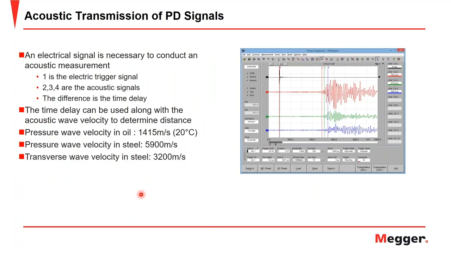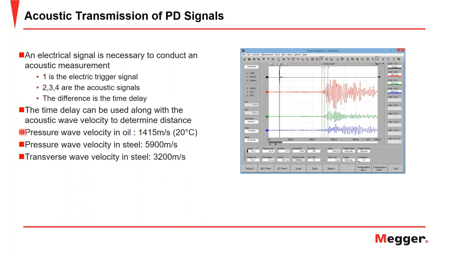But here we have an example of using the acoustic transmission method to locate PD. And when you use the acoustic method, it is necessary to have an electrical trigger. So the electrical trigger is necessary to conduct the acoustic measurement and is seen here in black with the 1. And you can see a time delay between the trigger signal and the acoustic signals that propagate thereafter.